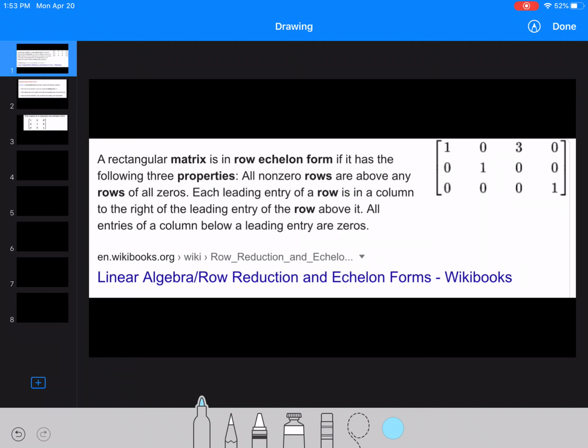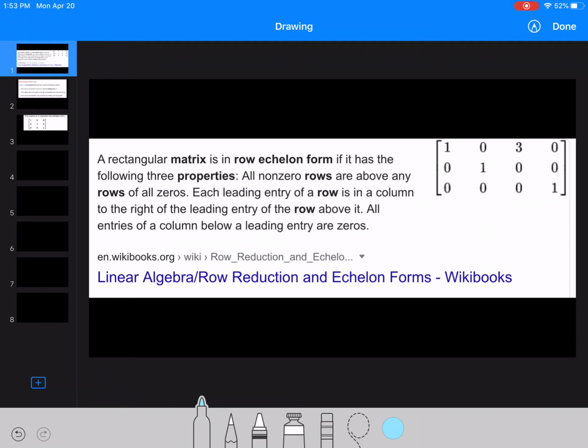So basically, row echelon form is when you have a matrix where, if there are rows at the bottom called zero rows, so the whole row is zero, it has to be the bottom row of the matrix. That's rule number one.